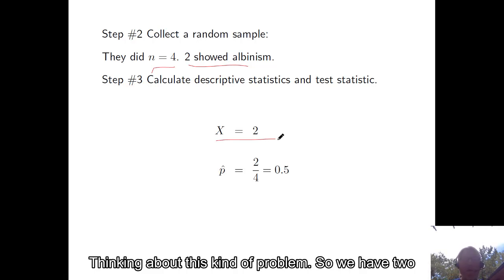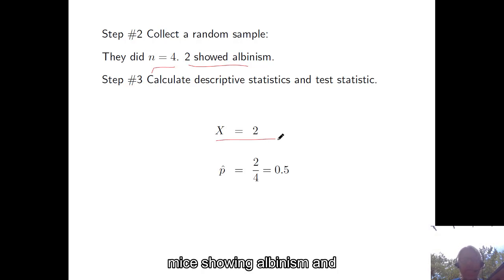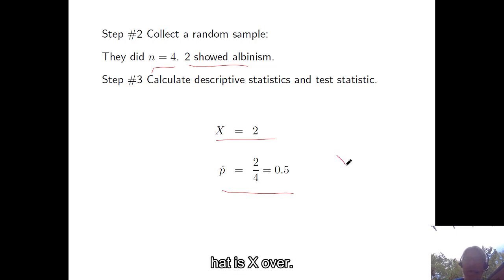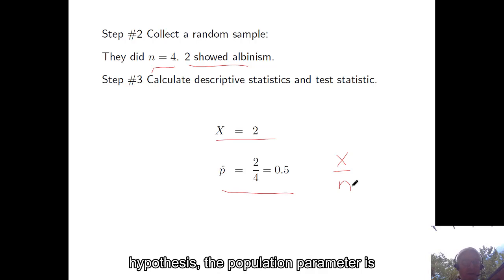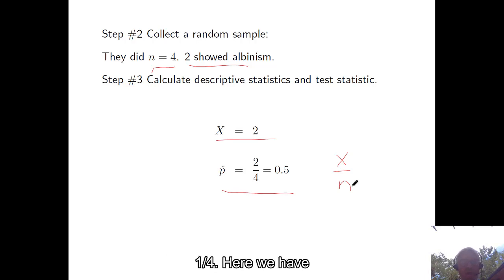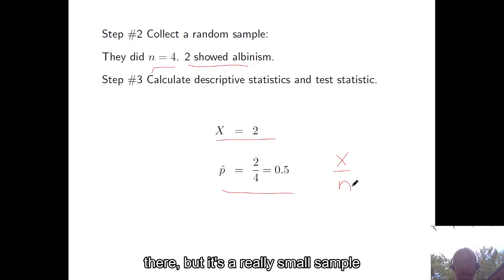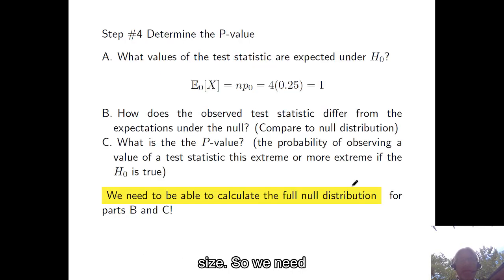So we have 2 mice showing albinism, and the empirical proportion of our sample is 2 out of a sample size of 4. The p hat is x over n, so p hat is 0.5. Under the null hypothesis, the population parameter is 1/4, and here we have a sample proportion of 0.5. Obviously, there's a pretty big discrepancy there, but it's a really small sample size.